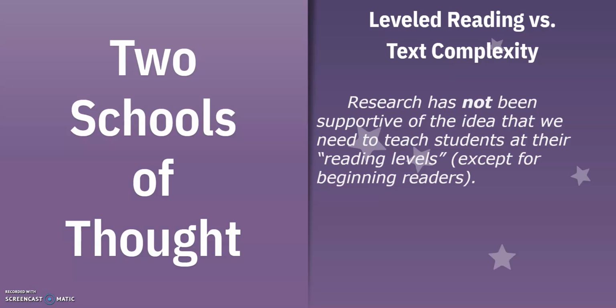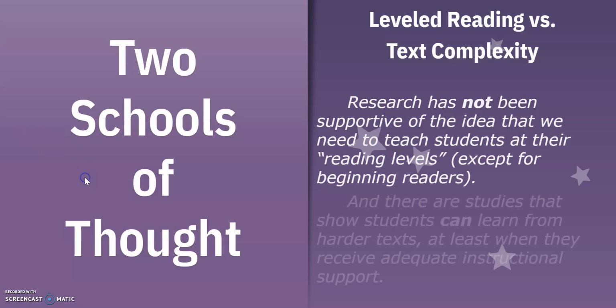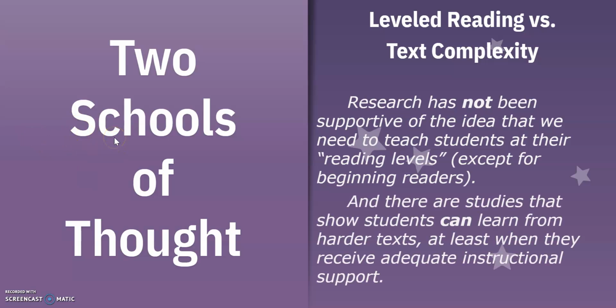That certainly seems a little bit unrealistic for the range of readers that we have in our class. But there are studies that show that students can learn from harder texts, at least when they receive adequate instructional support. So we don't necessarily need to differentiate text type and give students leveled text, but we probably do need to differentiate in terms of the instructional support that we're offering students. We have this range of readers in our classroom. We understand from the STAR data and other measures that we need to support our students in different ways, and this is probably going to require a differentiated level of instructional support.